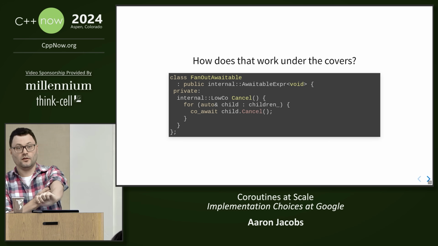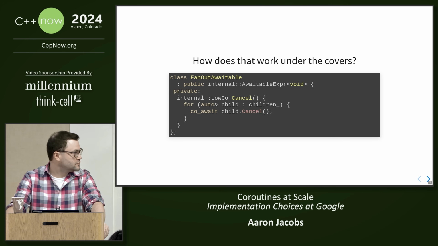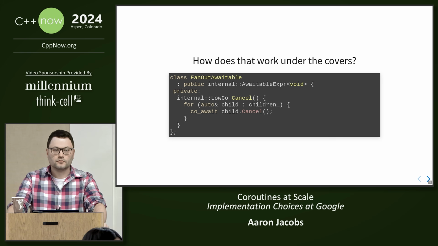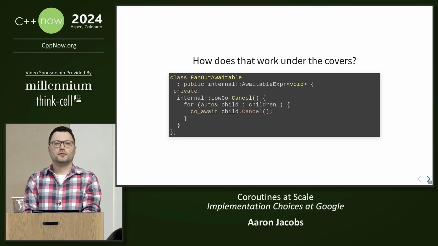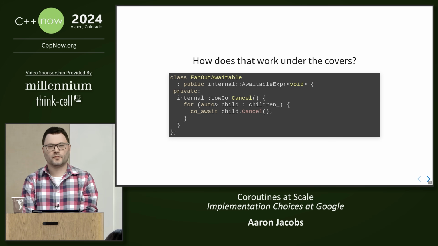Question? So fanout takes a vector of futures or whatever, and futures are constructed with the function pointer and separate arguments in order to avoid the lifetime problems. But fanout doesn't have lifetime problems because it uses structured concurrency. Do you have any thoughts about the question was, is that extra ceremony onerous in practice? And if so, do you have any thoughts about how it can be avoided?